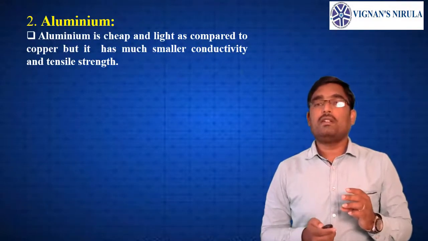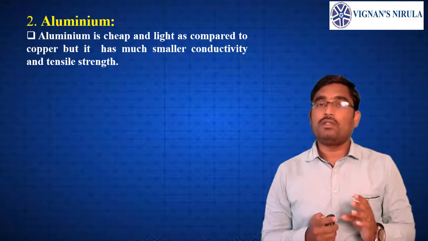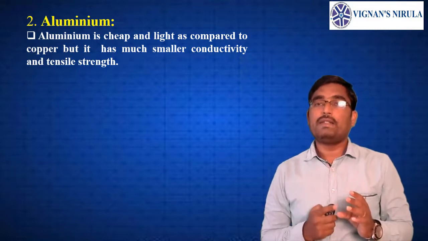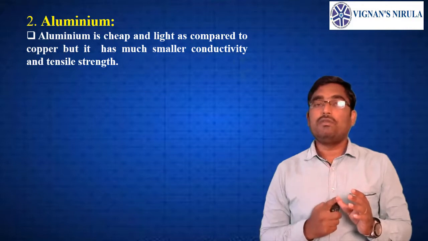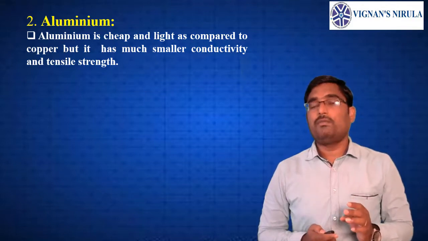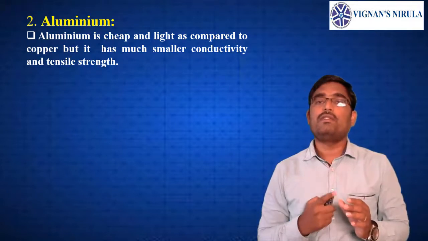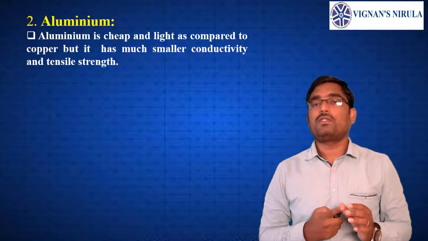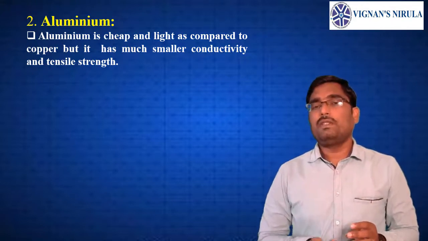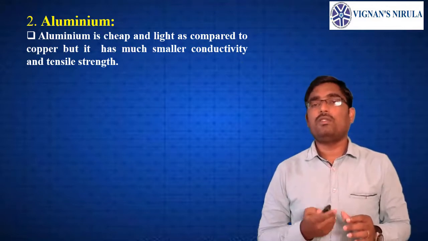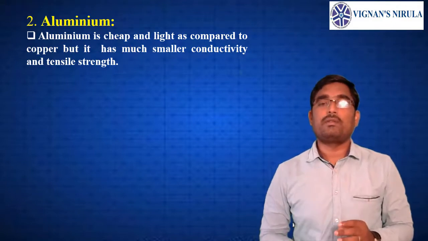Aluminum is cheap and light as compared to copper. The cost of aluminum is less when compared to copper, but it has much smaller conductivity and tensile strength. Conductivity is low for aluminum when compared to copper, and tensile strength is also low. So the main advantages of aluminum are that it is cheap, meaning cost is low, and light in weight. But conductivity and tensile strength are low for aluminum when compared to copper.